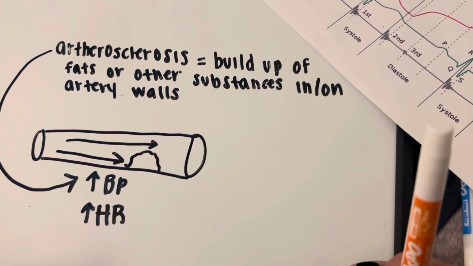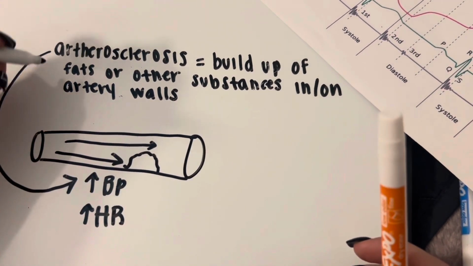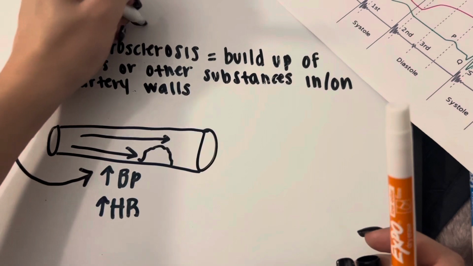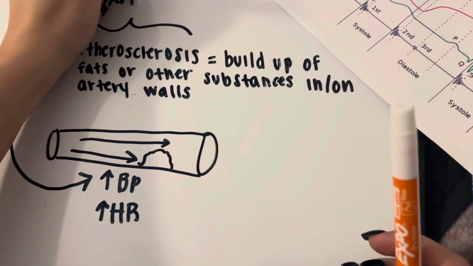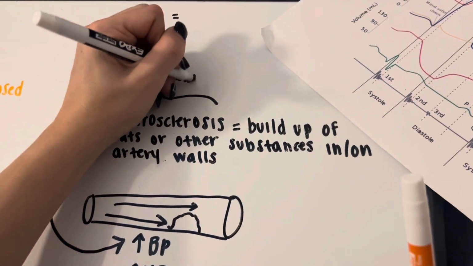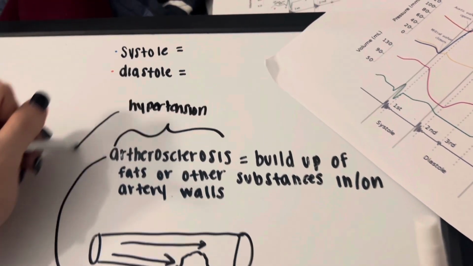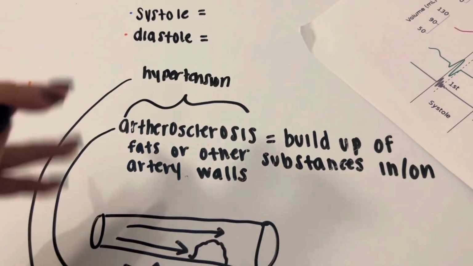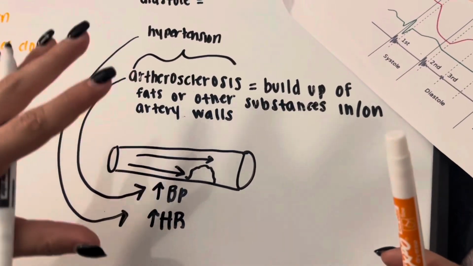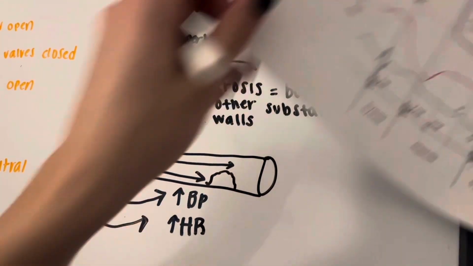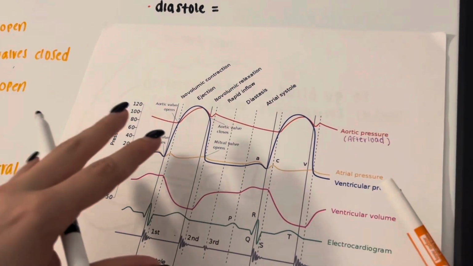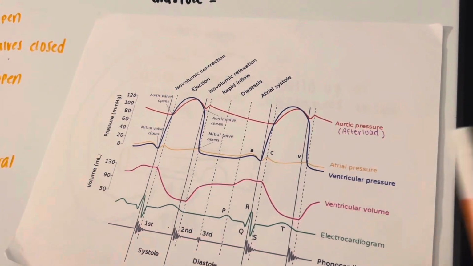Basically meaning that this atherosclerosis has a direct relationship with hypertension, which is what this is. So all of this is very much connected. When you have atherosclerosis, the Wiggers diagram is not going to look the same. This is a reflection of normal heart function.